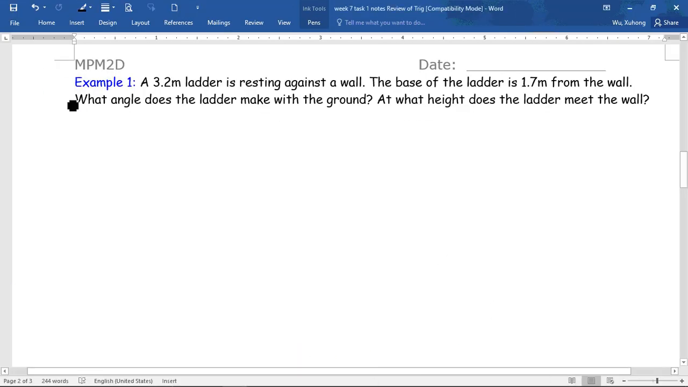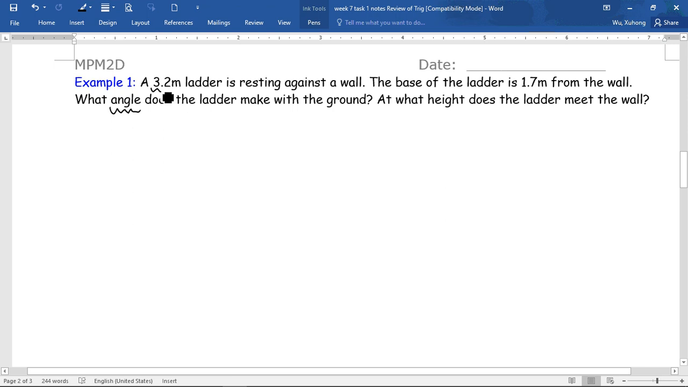So this is example 1. When you are having a word problem and the angle involved, then it is probably a trigonometry question. So you need to draw a diagram with either triangles or other shapes in your diagram. So we are going to read the word problem, the question first, and underline the key words.